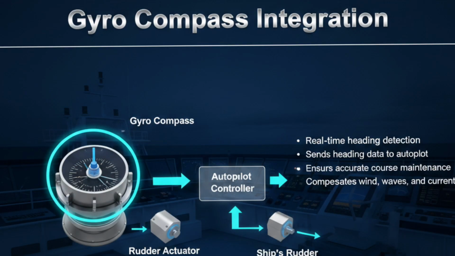Gyro compass integration. The gyro compass provides real-time heading information to the autopilot system. The autopilot controller uses this data to calculate rudder corrections and maintain the desired course. Accurate heading data is essential, even a small error can cause deviation over long distances. Integration with the steering gear ensures smooth automatic control. This also allows autopilot to correct for environmental forces such as wind, currents, and waves, maintaining the ship on a steady path without constant human input.